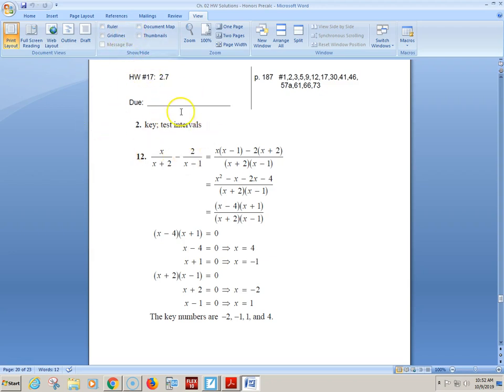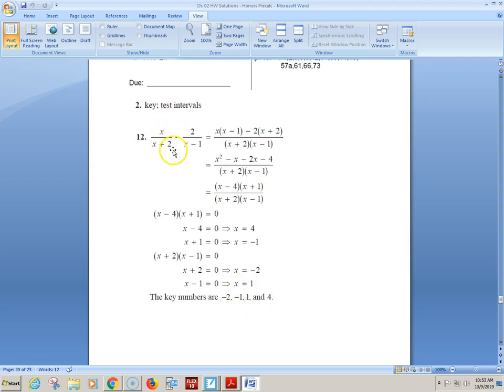So, here we go, section 2.7, number 2. Key numbers and test intervals. Number 12, they got common denominators to make one nice big fraction. That was one way of doing it. If you got common denominators and put it together as one big fraction, you would have gotten all the key numbers: of the denominators, -2 and +1, the undefined points, and then also the numerators, 1 and 4.